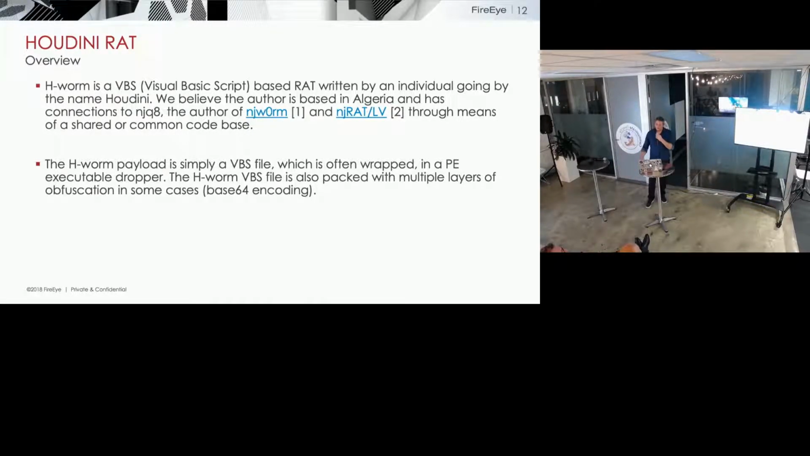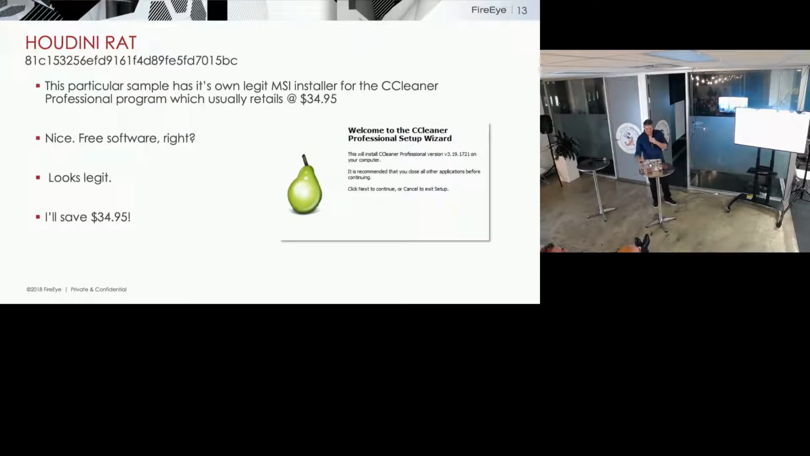So the HWorm payload is simply a Visual Basic script file, and it's often wrapped in a PE executable dropper. The HWorm VBS file is also packed with multiple layers of obfuscation. Basically just base64 encoded 3 times. Really original. So, as I was mentioning before, it's usually coupled with a legitimate binary. In this case, it's CCCleaner Professional Setup Wizard. Awesome. So this is basically pirated software that I obtained through that GitHub.